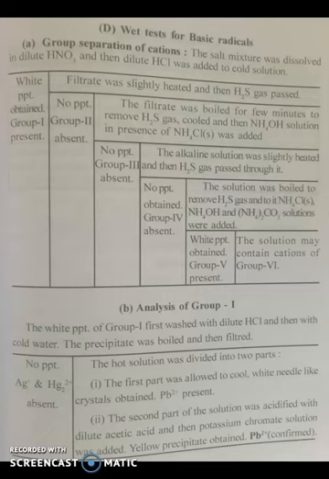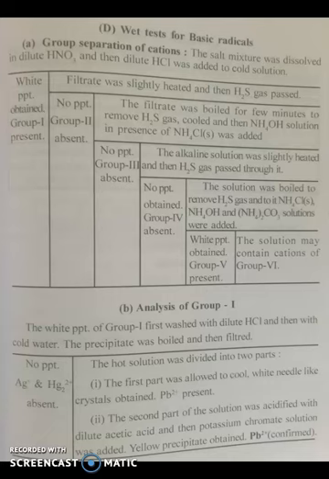Again, the filtrate was slightly heated and then H2S gas was passed. Then again check: no precipitate, group 2 absent. Then further the filtrate was boiled for a few minutes to remove H2S gas, cooled, and then ammonium hydroxide solution in presence of ammonium chloride was added. Then you check: no precipitate, group 3 absent. Further, the alkaline solution was slightly heated and then H2S gas passed through it. No precipitate obtained, group 4 absent.